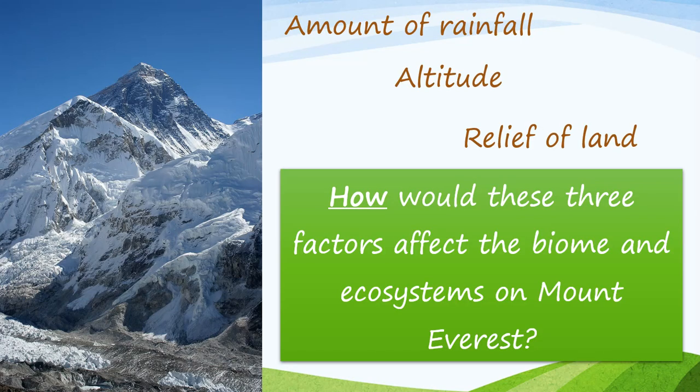So think about the 3 factors that affect the biome. We've chosen amount of rainfall, altitude, and relief of land. So think about this question and write the answer in your notebook. How would these 3 factors affect the biome and ecosystems on Mount Everest? So take a moment to think about that question and write down the answers in your notebook. When you're ready to check your answers, restart the video.